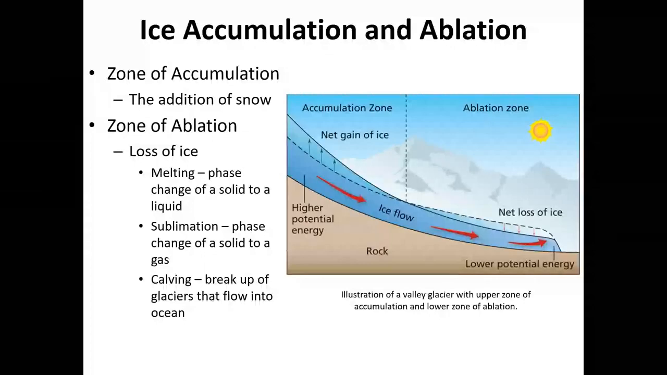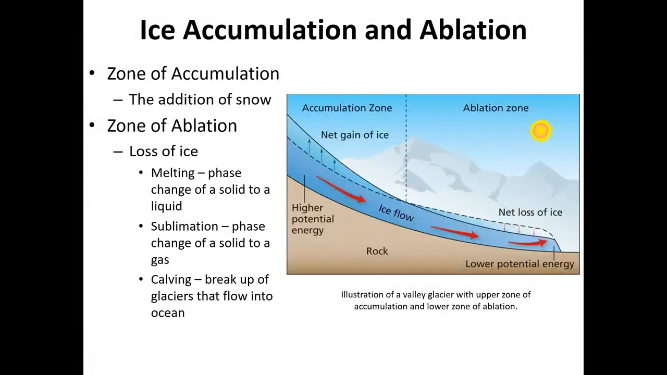And then calving is when a large chunk of an iceberg or a glacier breaks off from the rest of the glacier. So those are all examples of ablation: melting ice, sublimation, and calving.